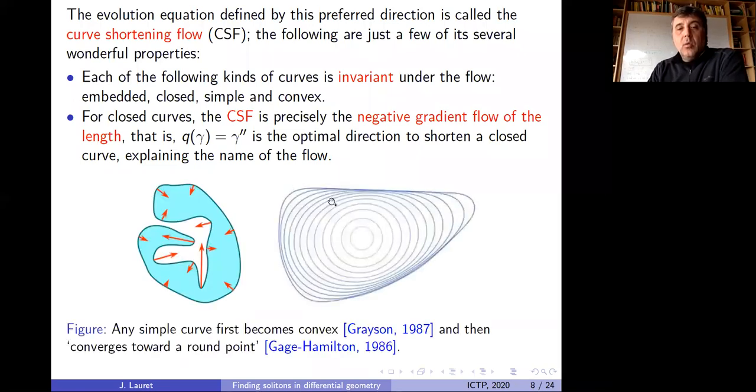And so what we were guessing are actually theorems. So Grayson proved that any simple curve first becomes convex, and then Gage and Hamilton, not then, actually before in time, proved that once it's convex, then it converges toward a round point. That means that it converges to a point, but asymptotically becoming a circle.